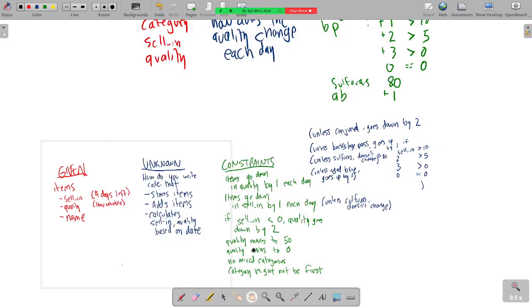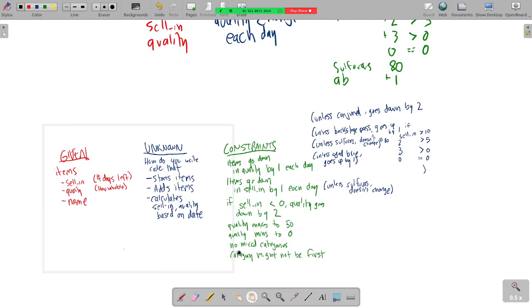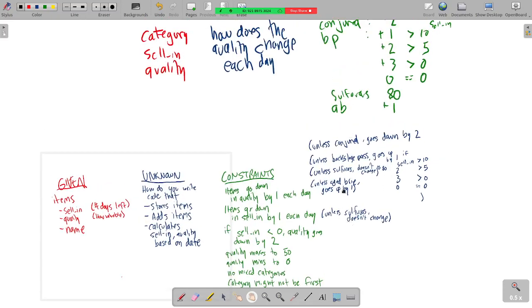And one of our constraints was that there's no mixed categories. So if it finds one of those, we don't need to keep looking. We just need to find if it has a match for any of those. And if it doesn't, then we know that none of these weird cases apply.